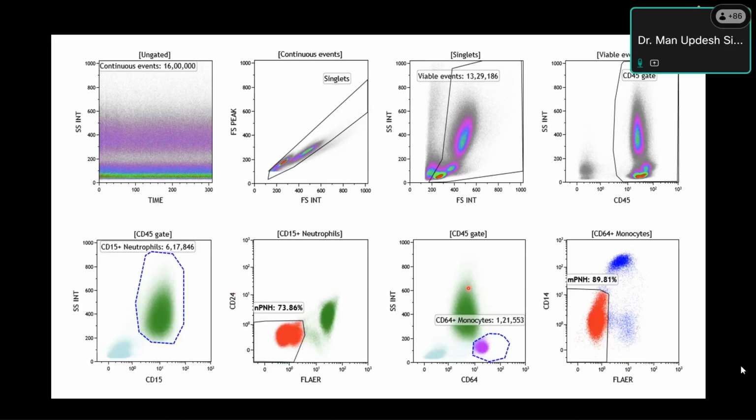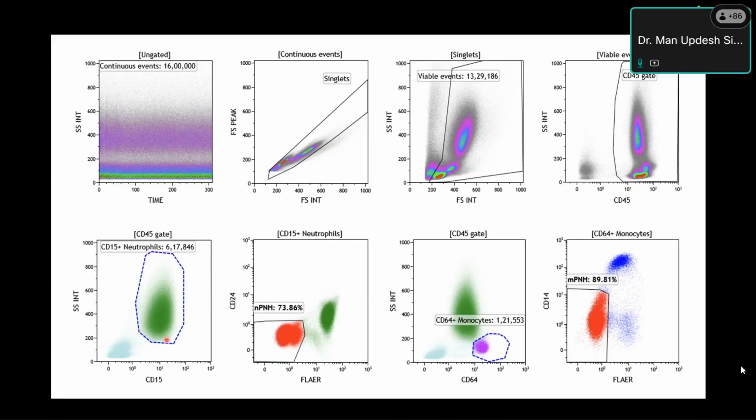So once we use it in flow, I will not go into details. This is not a session for flow cytometry, but because it's a very important test for diagnosis of PNH, I'll just breeze through it. So this is gating of CD45 positive cells, which means you have gated all leukocytes, and out of this, you separate out two lineages.